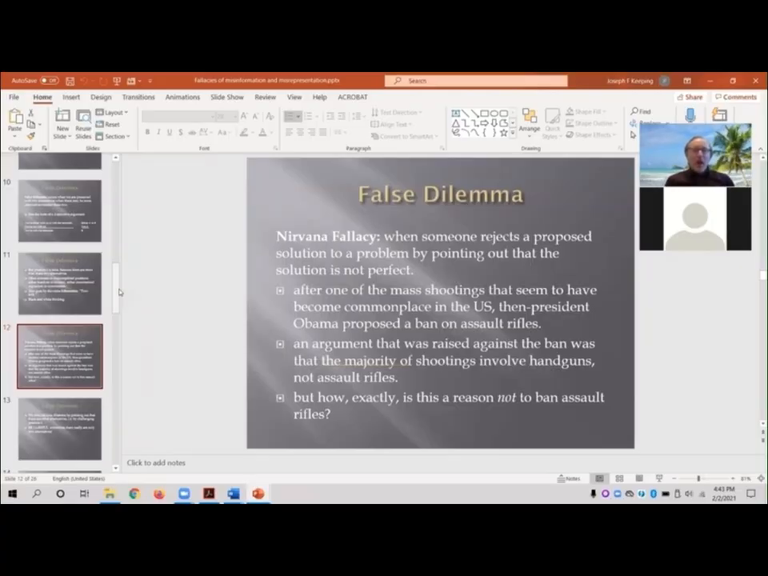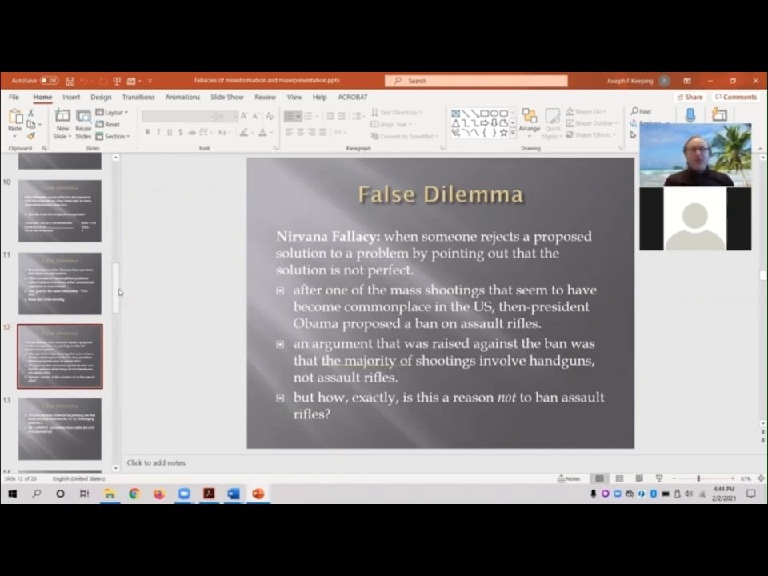And I read an argument against this by a political pundit who explained that actually the majority of shootings, the majority of gun deaths involve handguns and not assault rifles. So a ban on assault rifles, according to the statistics he gave, would reduce gun deaths by like 5% or something like that. So that was his reason why we shouldn't ban assault rifles. His reason was banning assault rifles would only reduce gun deaths by 5%.